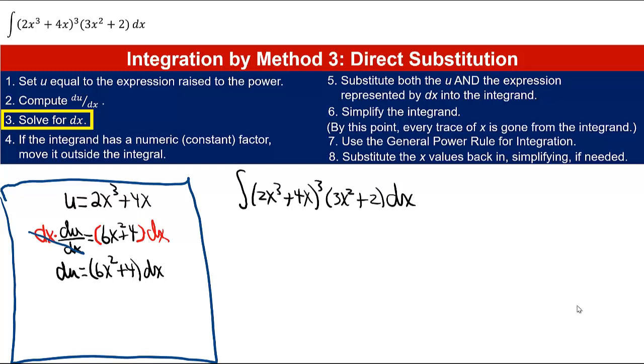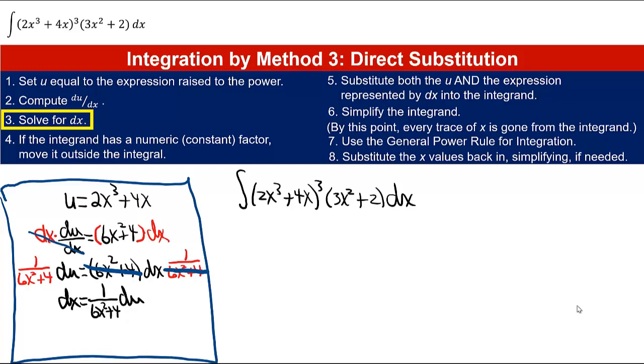Now remember, we're solving for dx, not du, so I need to divide both sides by that 6x squared plus 4, or equivalently multiply both sides by 1 over 6x squared plus 4. In either case, you'll notice that the 6x squared plus 4 divides out on the right, leaving just dx. So now we know that dx is the fraction 1 over the quantity 6x squared plus 4 multiplied by du.